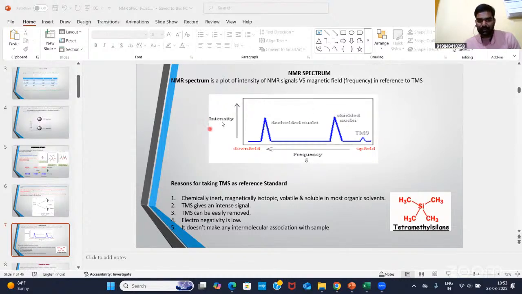Here intensity versus frequency is drawn. This is the downshield and this is the upshield. Here you can observe the shielding nuclei, TMS. So the reasons for taking TMS, tetramethylsilane, as a reference standard are as follows.